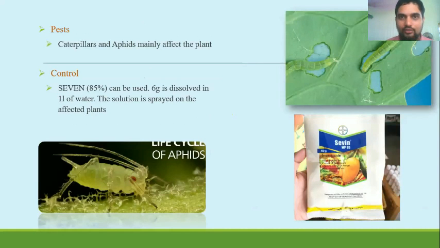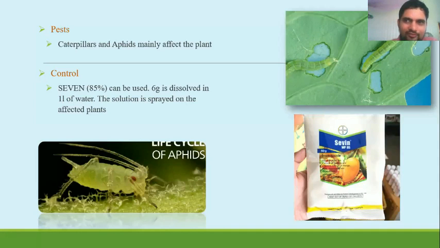There are some pests that will also affect the pak choi plants, and we have caterpillars and aphids. At the bottom, we have a diagram there showing how the aphids look. They're very small insects. And then on the right upper side, you have the caterpillar. So as we can see, the caterpillar will cause a lot of damage to the leaves of the plant.